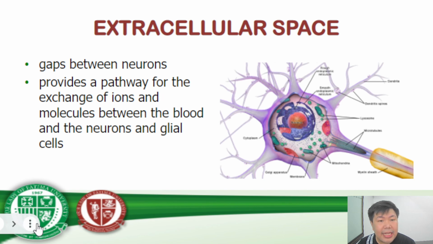And lastly, we have the extracellular space. Those are the white spaces that you see surrounding each neuron. Okay? So, those are the gaps. And those spaces provide a pathway in order for ions and molecules to be transmitted from the bloodstream towards the different nerves or neurons. All right?